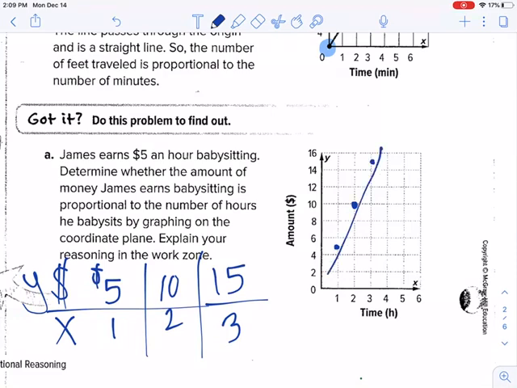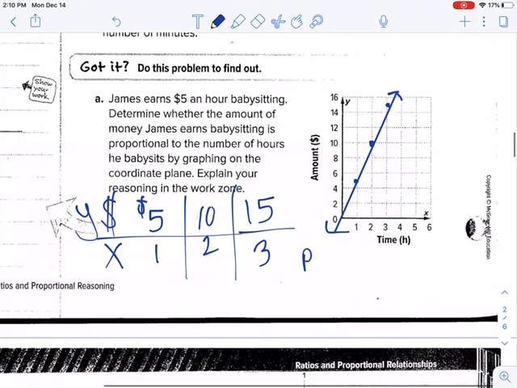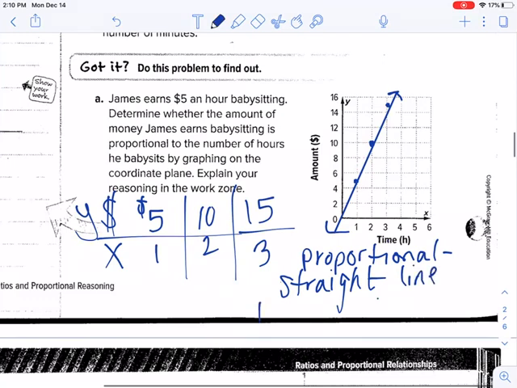And then you can draw a line and see if it goes through the origin. So extend your line to see if it does go through 0, 0. This one does. So this one's proportional because it's a straight line through the origin. That means it started at 0 and went up by $5 each hour.